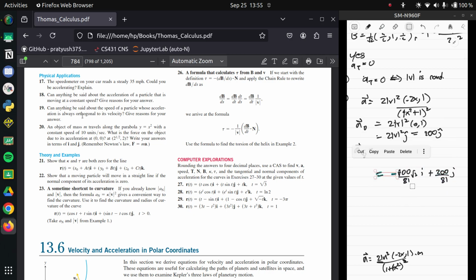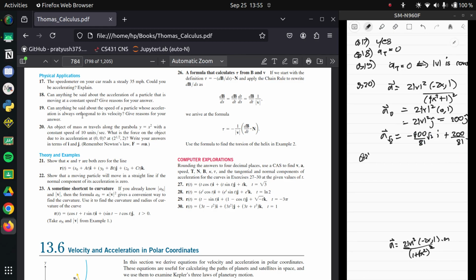So once you have the accelerations, you can just easily figure out the mass and all. You can just figure out the forces. Question 21 is, show that kappa and tau are both 0 for this line. It's x plus 80. Okay, we got ct over there.